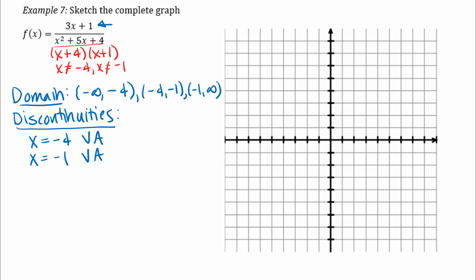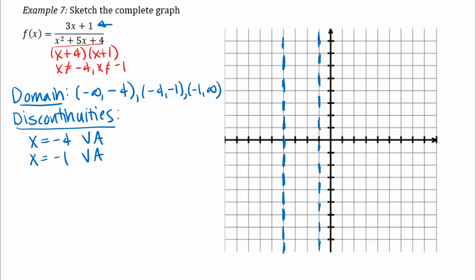So I'm going to go ahead and put those on the graph. We're going to put a dashed vertical line at x equals -1. That would be all the points that have an x coordinate of -1. That's this location here, and x equals -4.